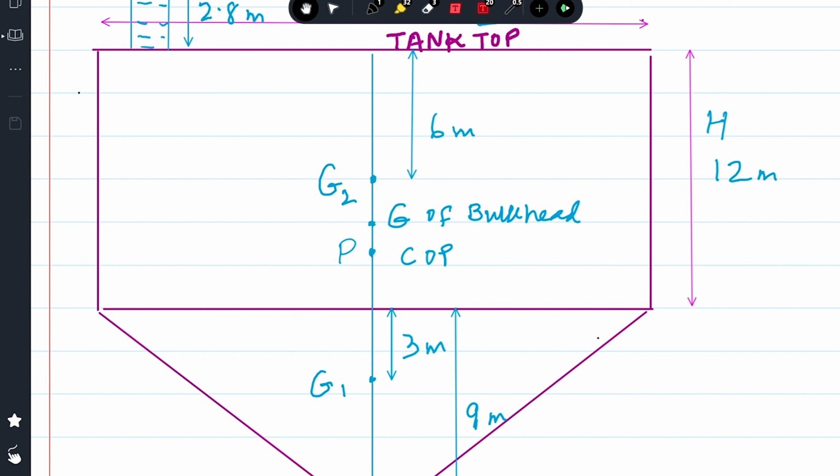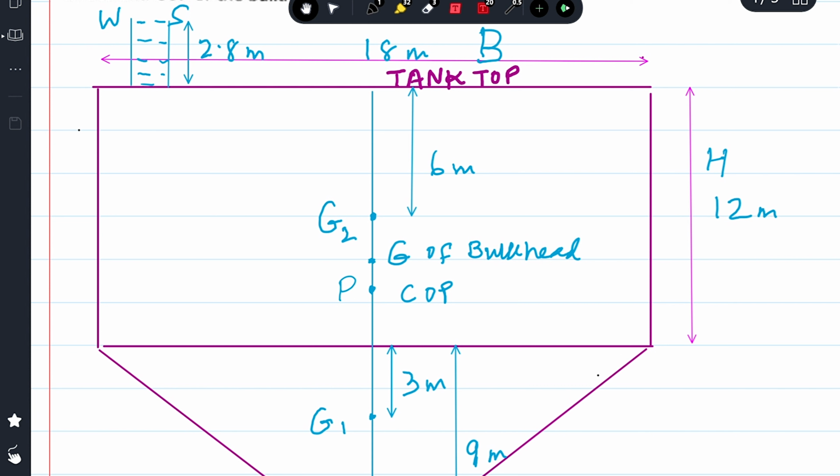So two things to do. First, we find the centroid of this bulkhead, as that will be usual. We'll take moments from tank top, and then we'll find the moment of inertia individually of the rectangle and triangle about water surface, add them up, and that will give us the moment of inertia of the complete bulkhead. And then the center of pressure can be found easily. So here is a diagram. The oil has been filled in the adjacent tank to a head of 2.8 meters. So the liquid level is 2.8 meters above the tank top, because it's a head of 2.8 meters.